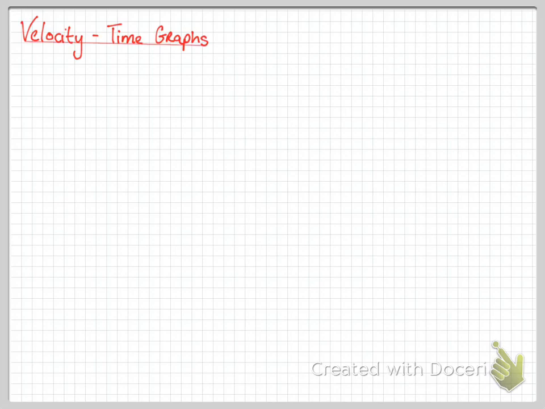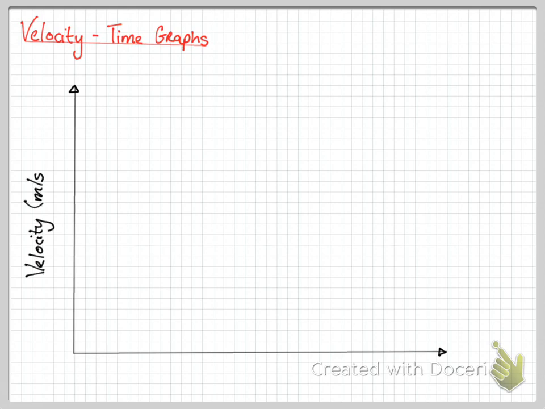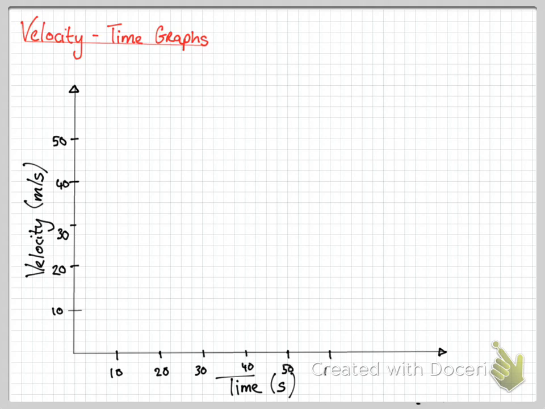So the next thing that we're going to look at is a velocity time graph. Please be aware not to get confused between these two types of graphs. Velocity will go on your y-axis, and time again goes on your x-axis. Here the scale that I will use for the velocity will be from 0 to 50, and for time it's 0 to 80.